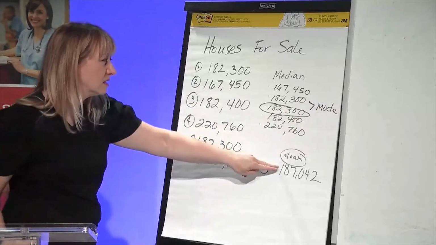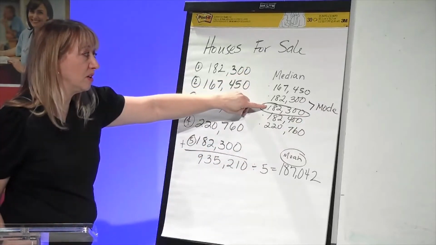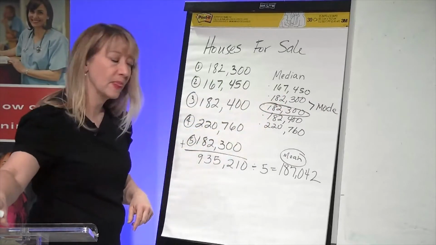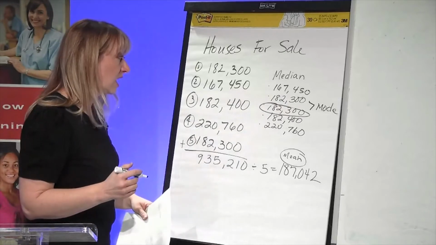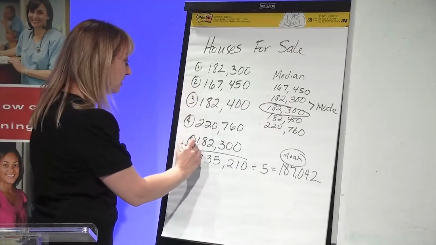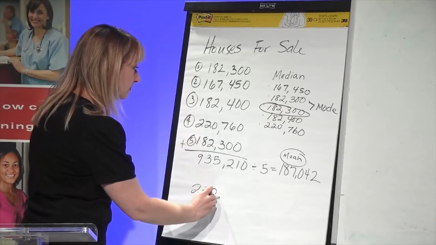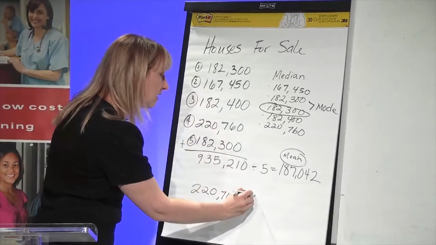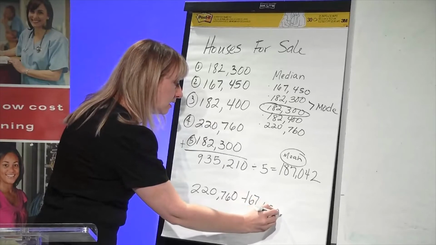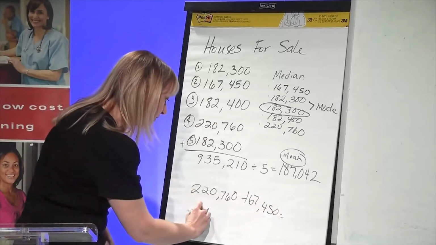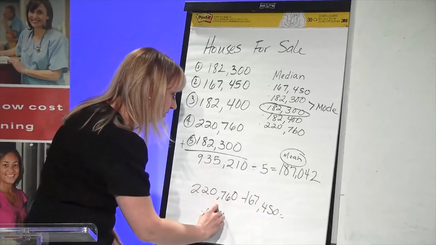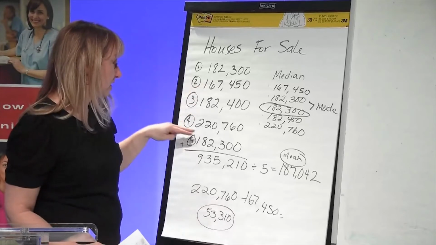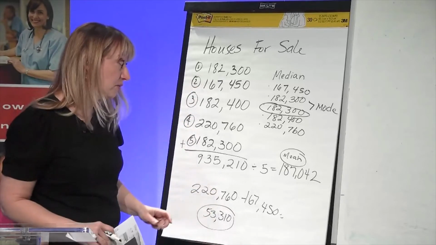So we found our mean, our median, which is our middle number, and our mode is 182,300 because it appears more than once. If I needed to find the range, again, the range is the difference between the largest number, which is 220,760, and the smallest price, or the least expensive, 167,450. So my range is 53,310. So I'm looking at houses that range from 167 to 220, but the difference is about 53,000.